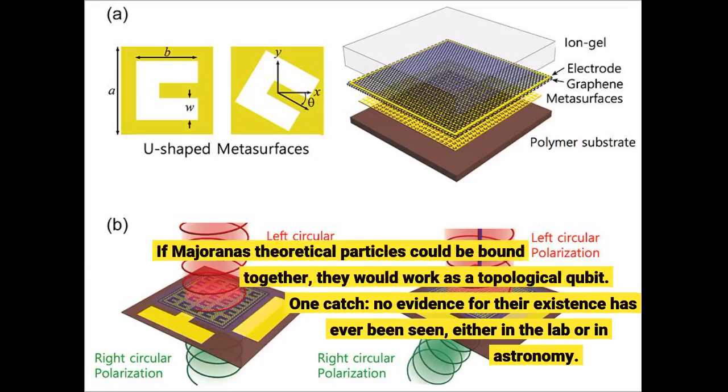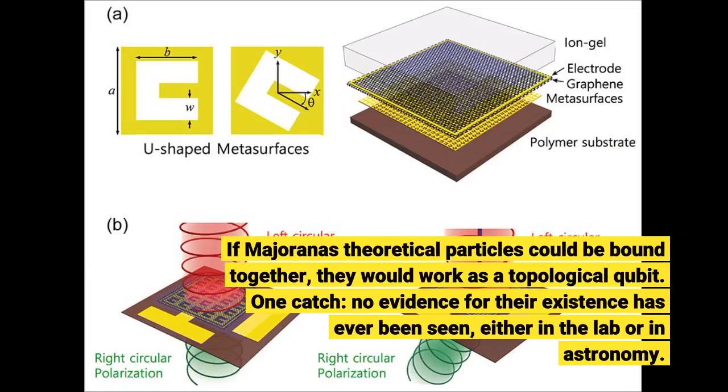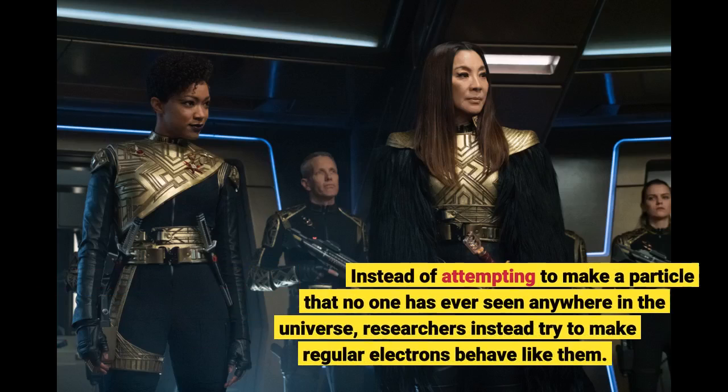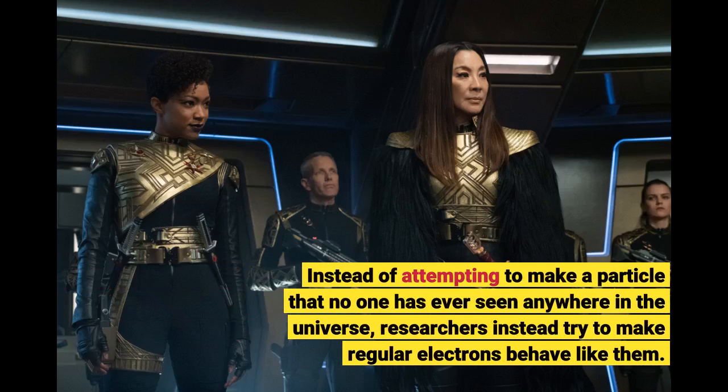If Majorana's theoretical particles could be bound together, they would work as a topological qubit. One catch: no evidence for their existence has ever been seen, either in the lab or in astronomy. Instead of attempting to make a particle that no one has ever seen anywhere in the universe, researchers instead try to make regular electrons behave like them.